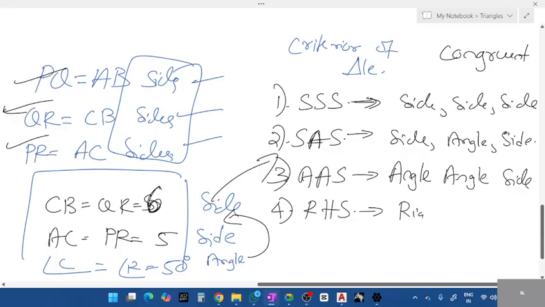RHS stands for right angle, hypotenuse, side. R stands for right angle. H stands for hypotenuse. It's basically a right angle triangle. S stands for side. Right angle, hypotenuse, side. Hypotenuse is opposite to the 90 degree angle.